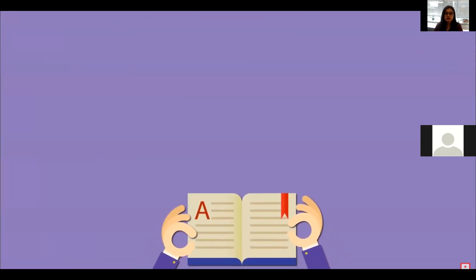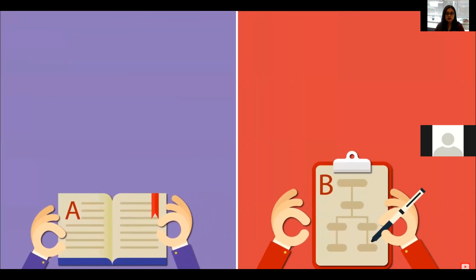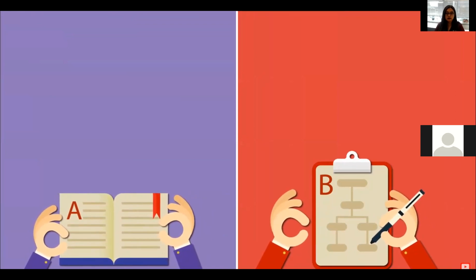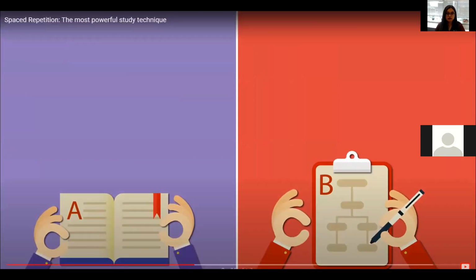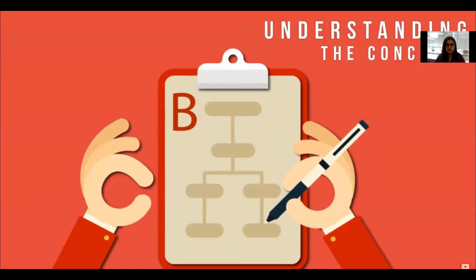Imagine two students studying for the same exam. One student memorizes the lessons by cramming, whereas the second student understands the concepts by creating flowcharts. It's obvious that the primary memory of the second student is much stronger than the first student. The key to a strong primary memory is understanding the concepts rather than cramming.